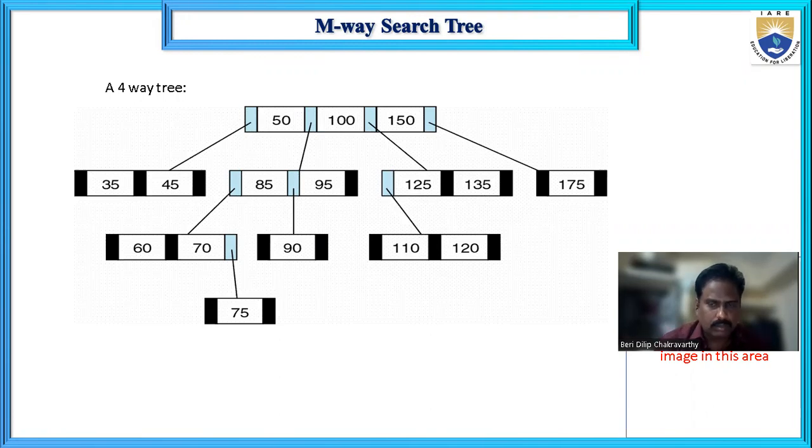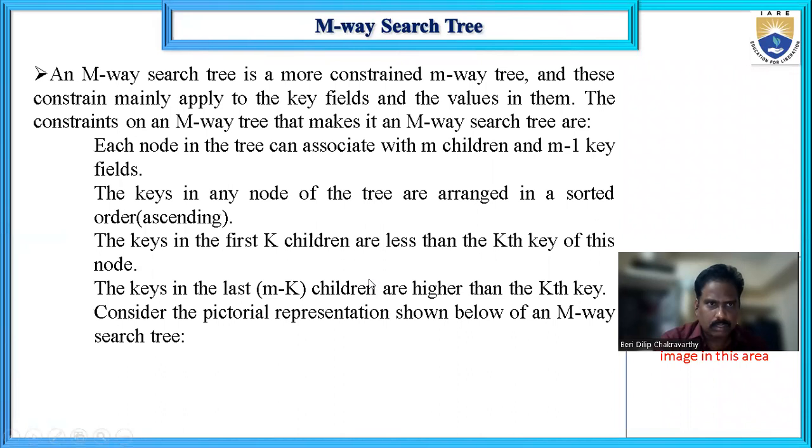An M-way search tree is a more constrained M-way tree, and these constraints mainly apply to the key fields and the values in them. We are following some conditions here. Each node in the tree can be associated with M children, and as I already told you, how many keys?